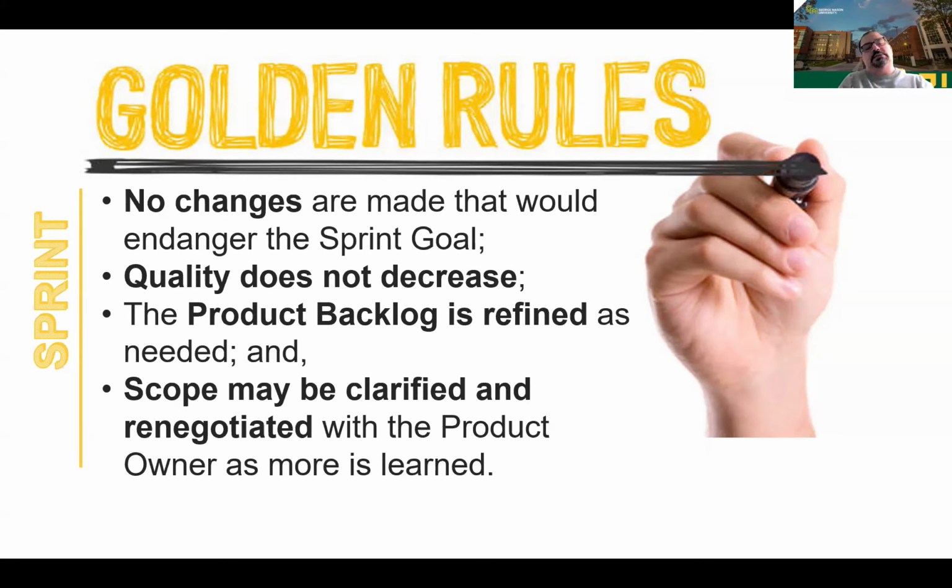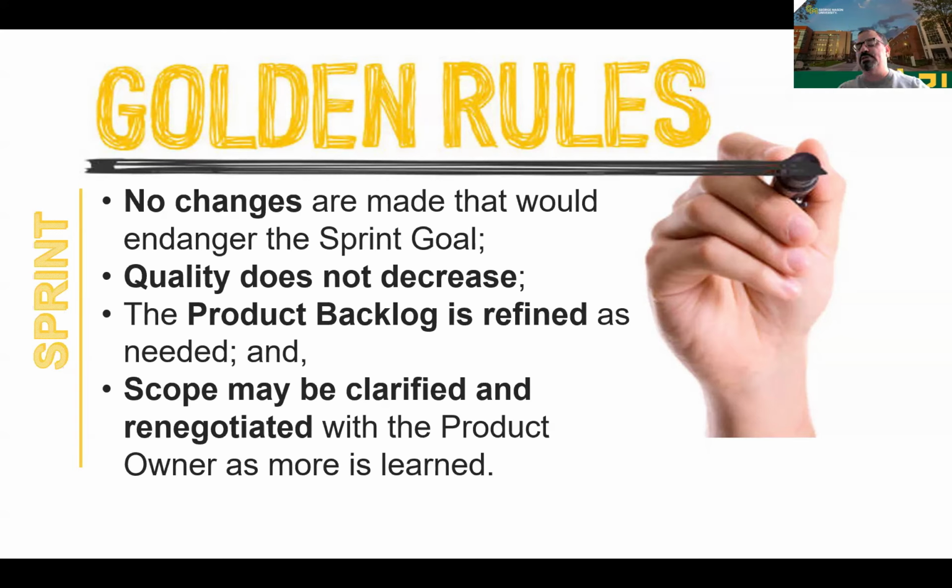The second golden rule is that quality does not decrease. You cannot say, for example, "In this sprint I didn't test my code or didn't document my code." No. Produce less, but do these things. Every iteration, the product backlog is refined.